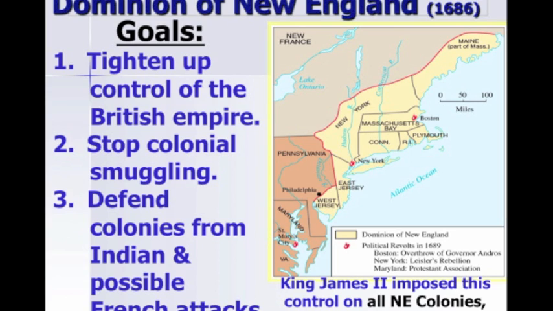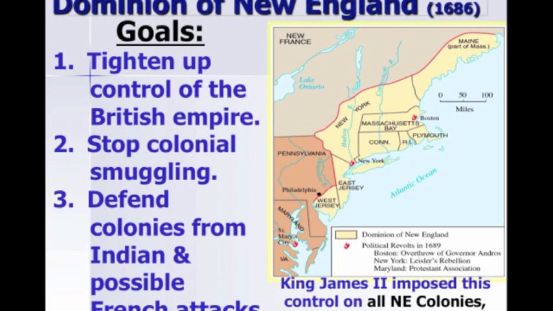One, we're going to tighten up control. We're going to get these colonies and whip them into shape. We're going to stop colonial smuggling. You know, the colonies had a history, a pattern of kind of ignoring the Navigation Acts. They were trading with the French and the Dutch. They weren't using British ships. And so England wants to stop that smuggling, and stop the trade with their rival colonial powers.